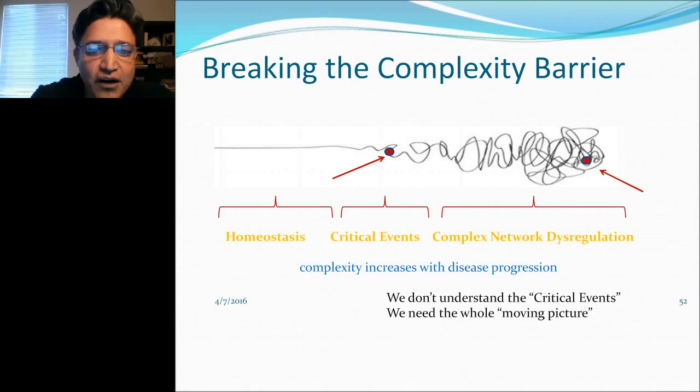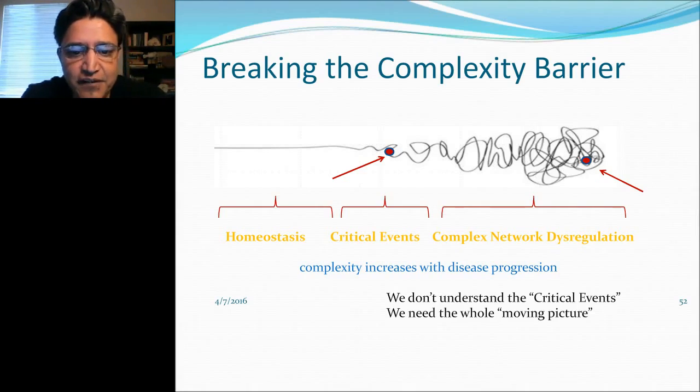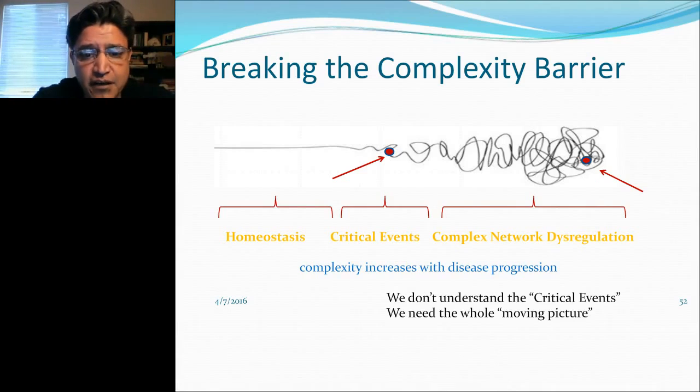And so as we move from a homeostasis sort of standard in health to certain critical events that we may or may not be aware of, that then lead to complex network dysregulation as we move further into disease. Right now I see it as the far right, where we're identifying dysregulation or markers that are already in a complex disease sort of environment.